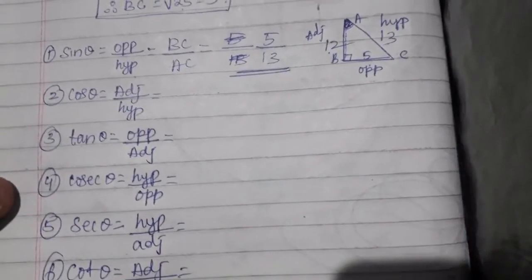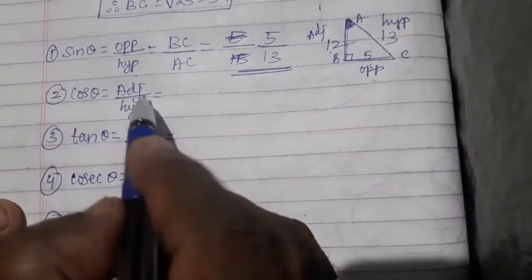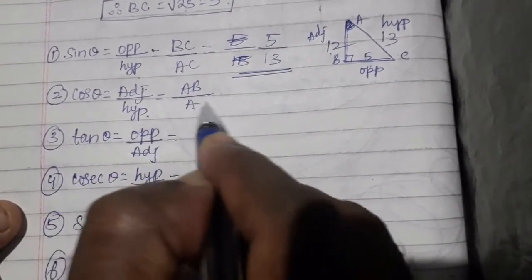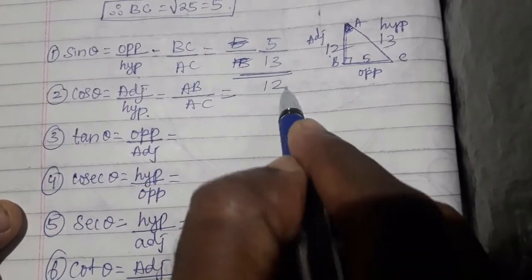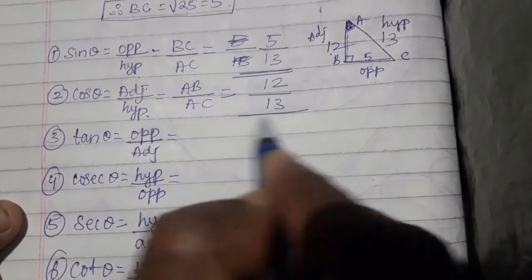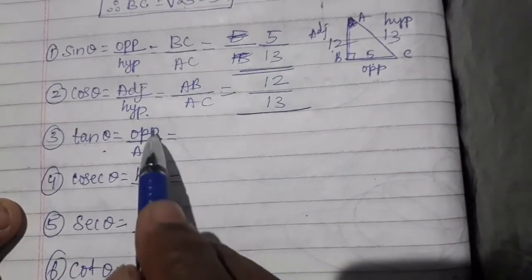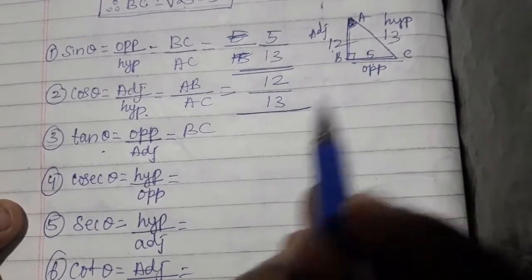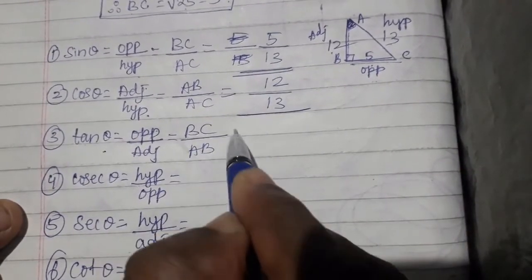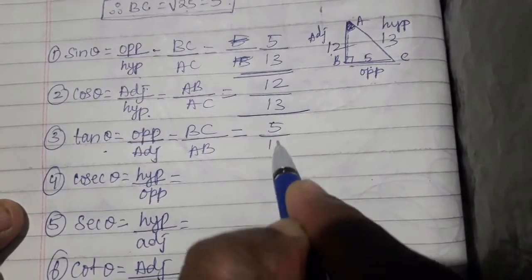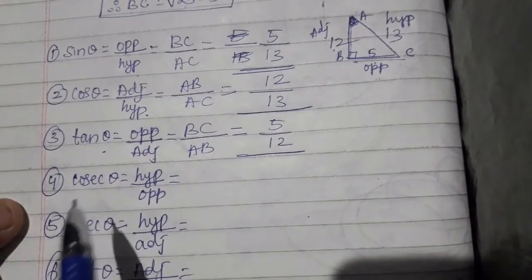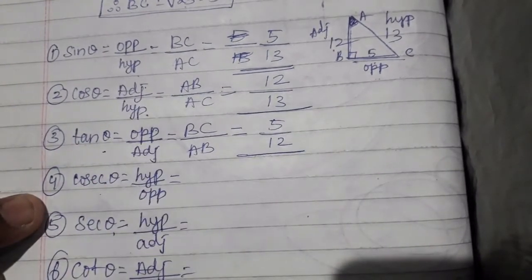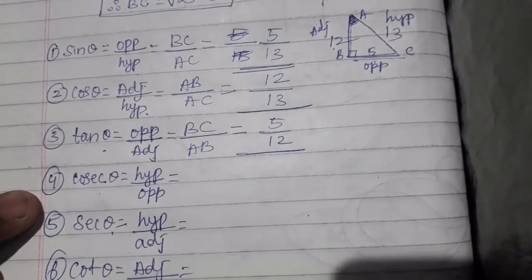Now what is cos theta? Cos theta is adjacent by hypotenuse. Adjacent is AB, which is 12. Hypotenuse is AC, which is 13. So you got cos theta. Now I want tan theta: opposite by adjacent. Opposite is BC, adjacent is AB. So that means 5 by 12. I got tan theta. Cosec theta is the reciprocal of sin theta, secant theta is the reciprocal of cos theta, and cot theta is the reciprocal of tan theta.